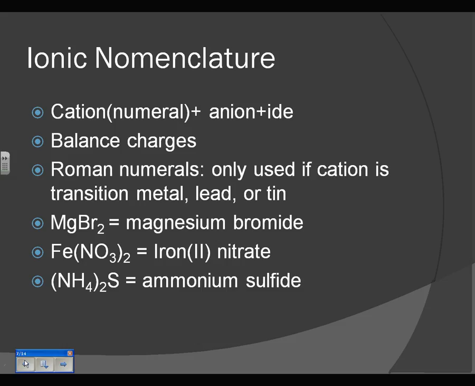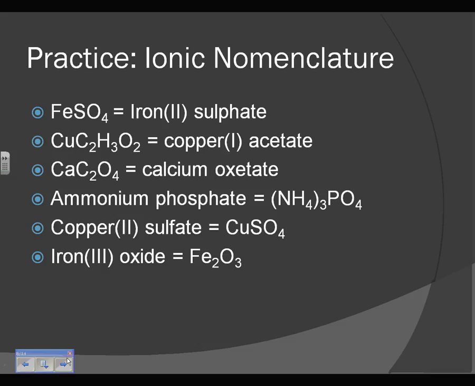You'll need the name of the cation with a charge possibly, plus the name of the anion with the suffix ide if necessary. Then you will need to balance the charges. You'll need to write the name of the cation with a Roman numeral only if the cation is a transition metal, lead, or tin. These are some examples of ionic nomenclature.